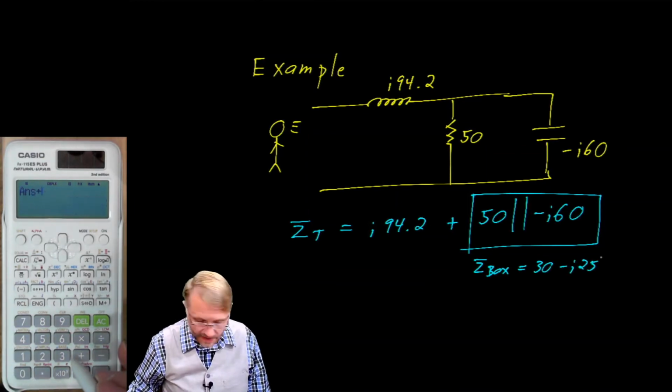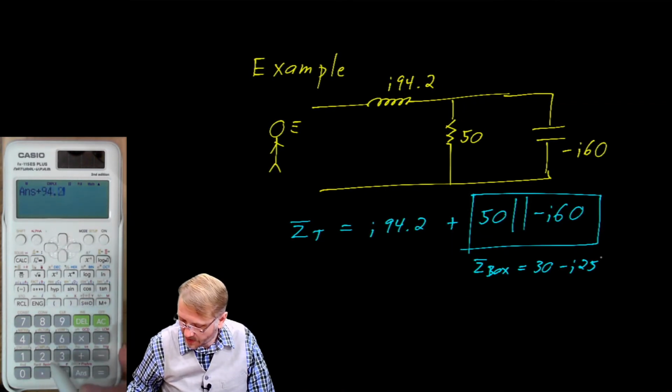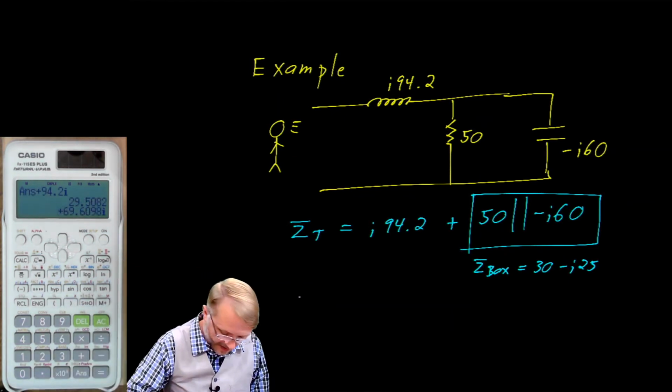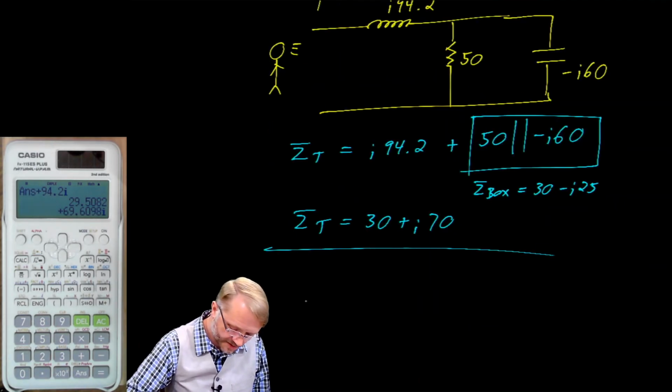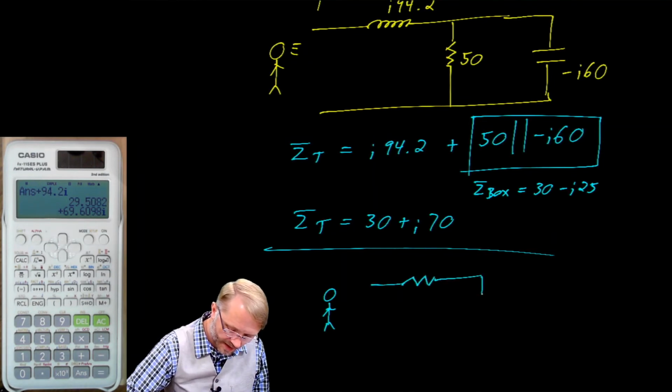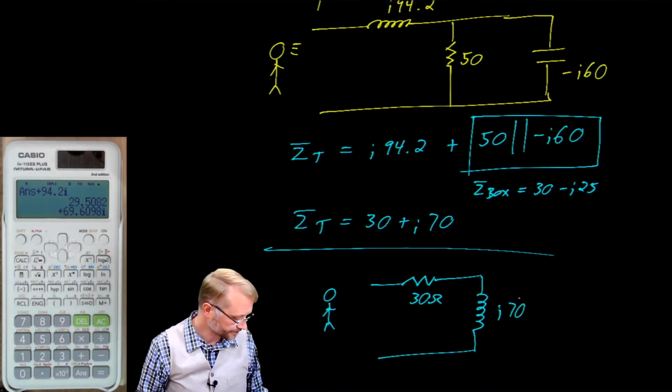Then we add the 94.2j, which gives us a total impedance of about 30 plus j70. So our original circuit is functionally equivalent to a circuit that has a resistor and an inductor, where the resistor is about 30 ohms and the inductor is j70.